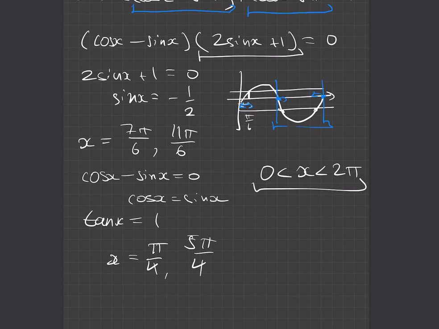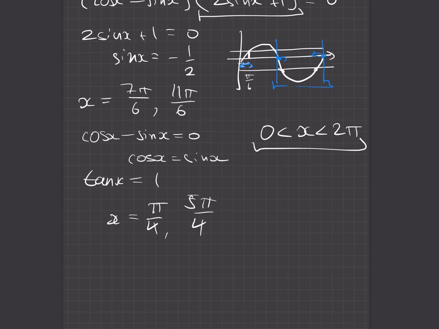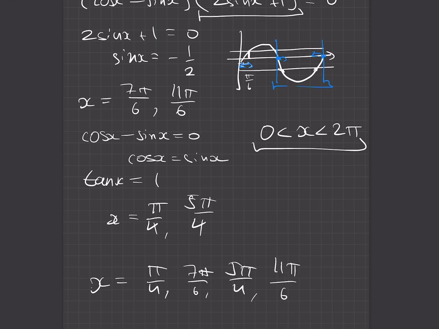Similarly with this over here, there's only 2 solutions for sine x being equal to negative 1/2 on this range. So our final set of solutions is x is pi on 4, 7 pi on 6, 5 pi on 4, and 11 pi on 6. So those are our final solutions.